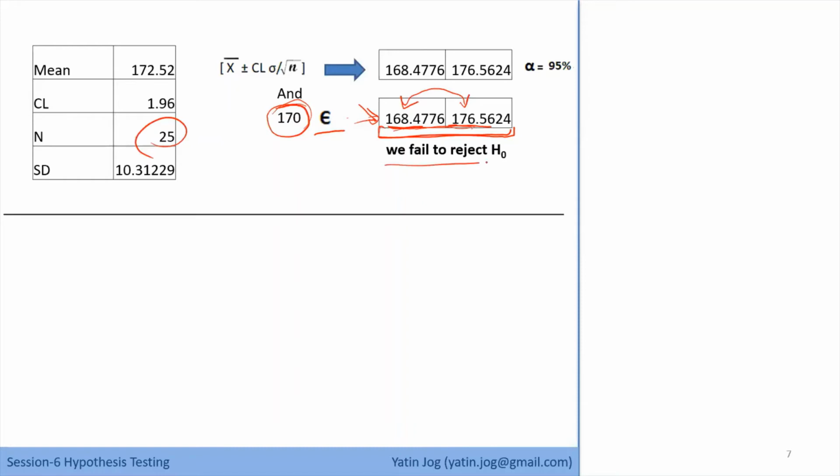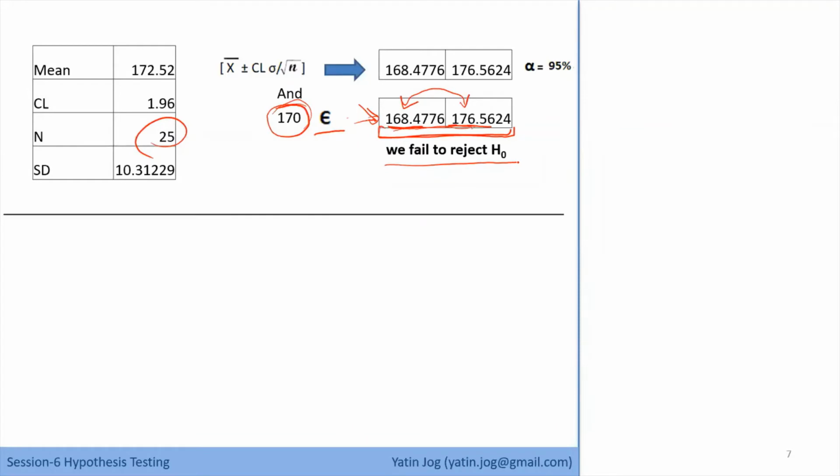That means we fail to reject H0. I'll not say I accept H0. We say we fail to reject H0. Now just check at 99% and 90% also. Do we fail to reject H0, or is the result something else?